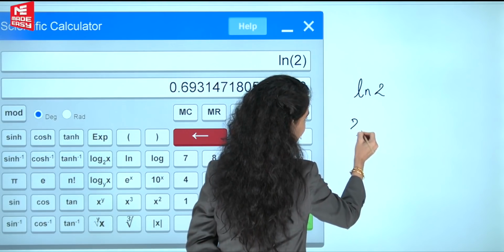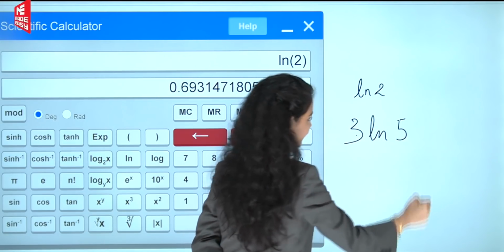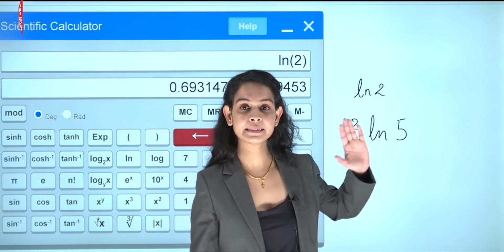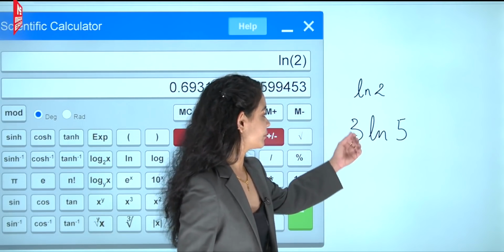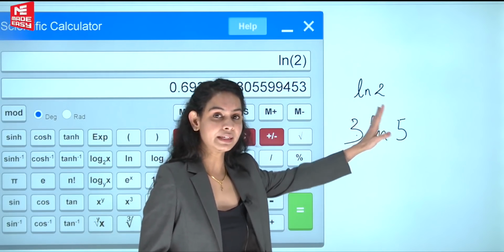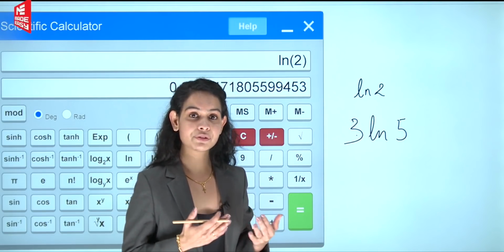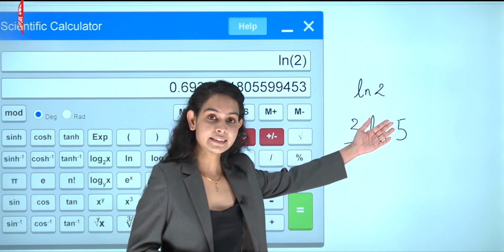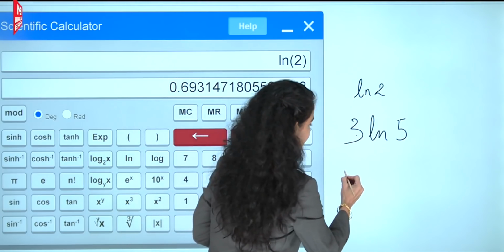Similarly, let's say we need to calculate 3 ln 5. Now this 3 is with a hidden multiplication sign with ln 5. Now you have to calculate. First you will have to do 3 into ln 5. Now to enter the value of ln 5, again you will have to follow the simple algorithm that we discussed earlier. First enter the value of x and then the function tab.